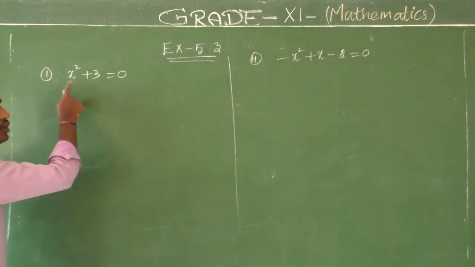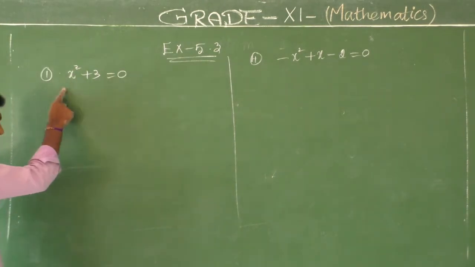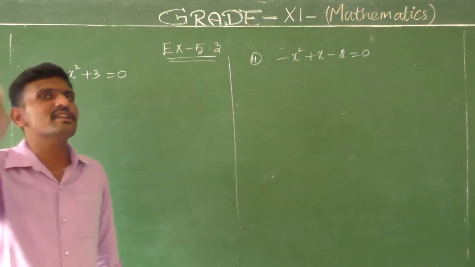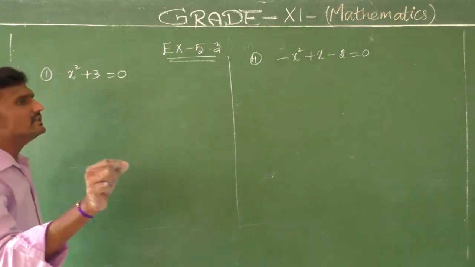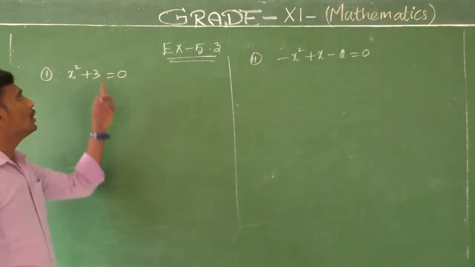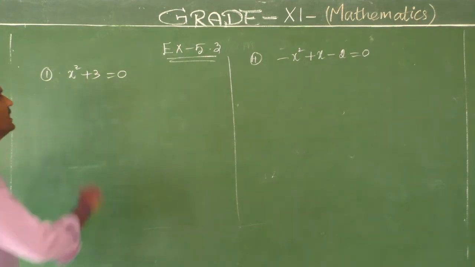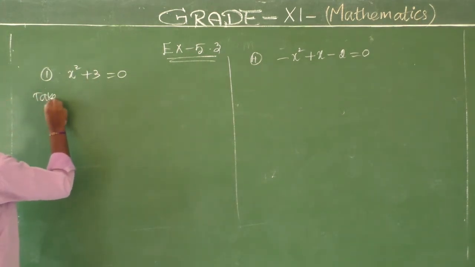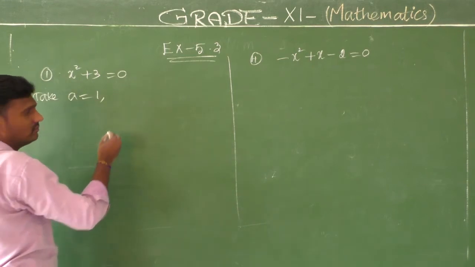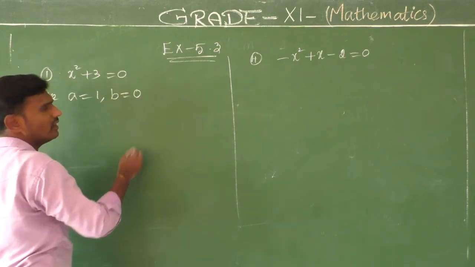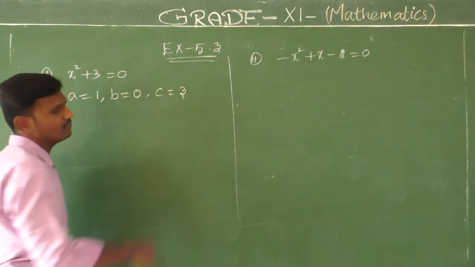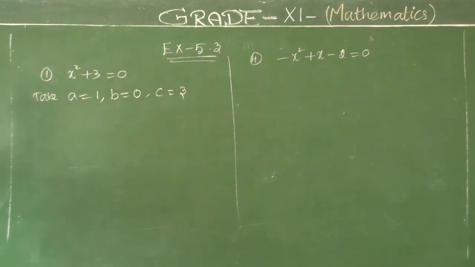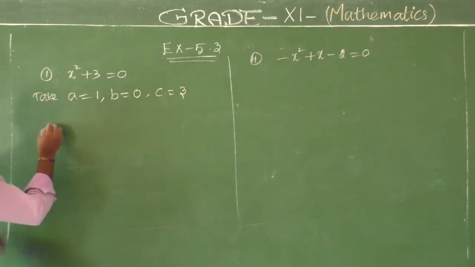Look at the question. You have the quadratic equation in the format of ax square plus bx plus c. Here one term is missing. What is the name of the term? Coefficient of x. Okay, now I'm taking the values. Take a equal to 1, then b equal to 0, then c equal to plus 3. Yes, student. Okay, now coming to that formula.